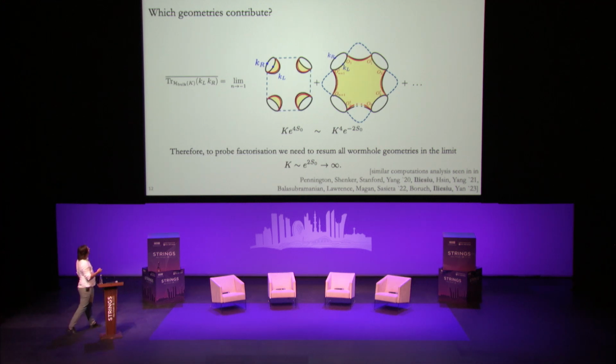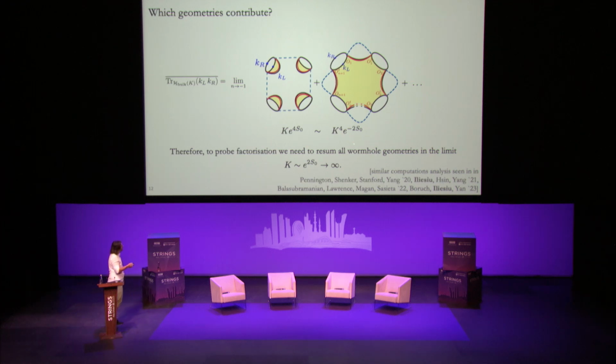And this can be seen by comparing two contributions: the fully disconnected contribution that we've seen earlier, and the fully connected contribution, which is suppressed by factors of e to the S naught. The Euler characteristic of this disconnected 4 surface gives e to the 4S naught, and the Euler characteristic of this surface gives e to the minus 2S naught. But the factors of k that come from the index contraction are different in such a way that these two things become competitive precisely when k is of order e to the 2S naught.